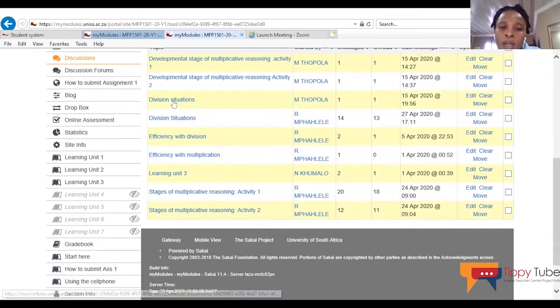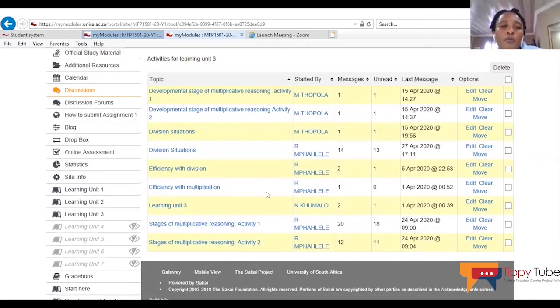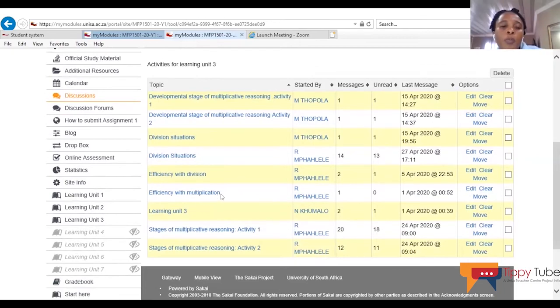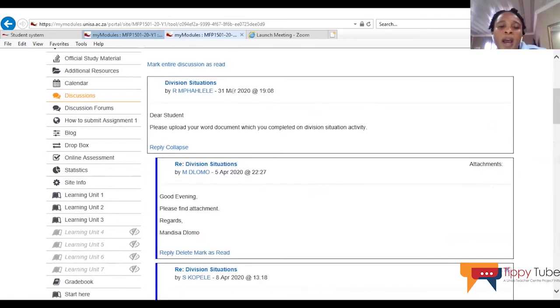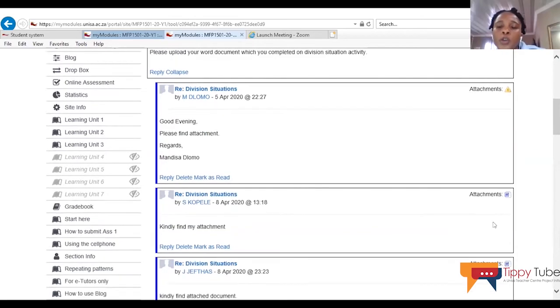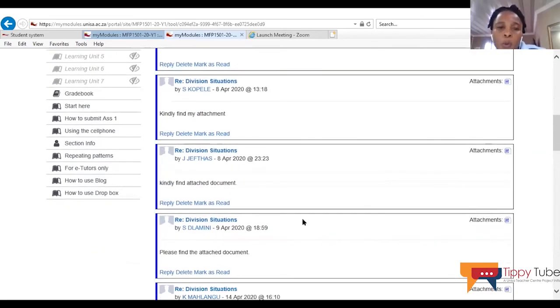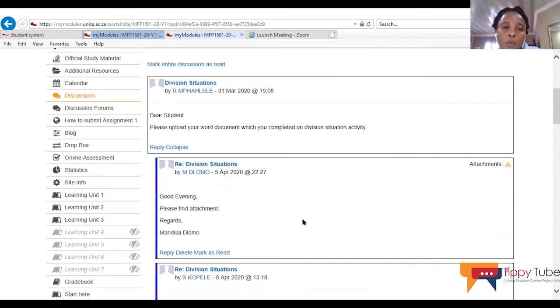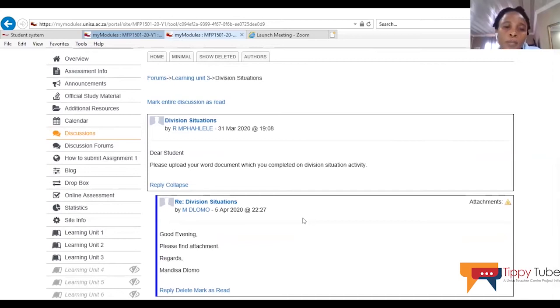Just click on division situations. The one that is created by me is the one which has 14 responses inside it, and you upload your work there. Because if you create many forums, other students will end up putting their work into your forums. Remember, this is for division situations, work which I'm expecting you to upload. Some of you have uploaded, as you can see, there's a Word document uploaded at the corner there, and we are going to mark those documents. If you're not following instructions, we will not mark your work.